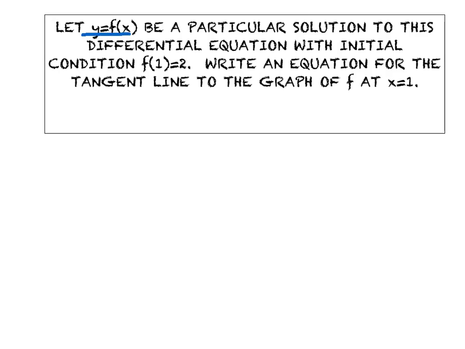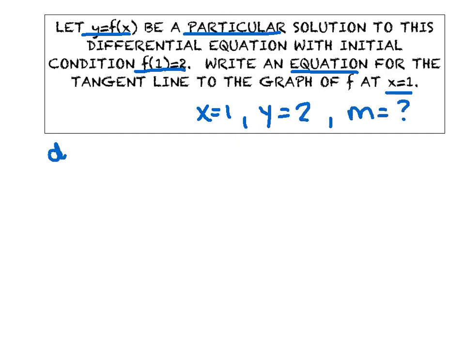Okay, we're going to see another similar question. Again, they described y as the particular solution, such that the initial condition, f of 1 equals 2. Now notice within that sentence, at no time did they actually ask you to go find the particular solution. What they're actually asking me to do is to write the equation of a tangent line at the moment when x equals 1. And when x equals 1, we already know the y coordinate is 2. The only thing we're missing is the slope.